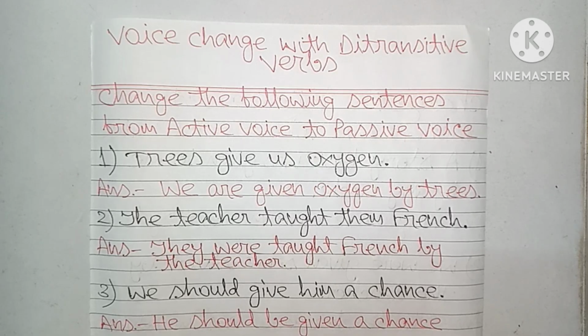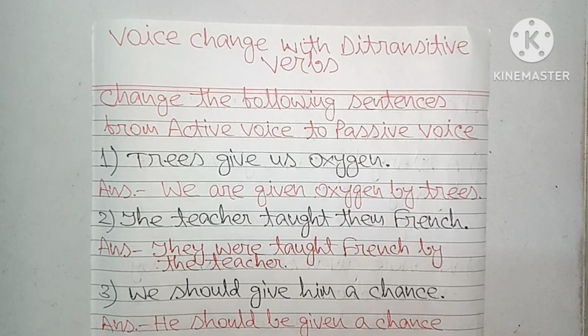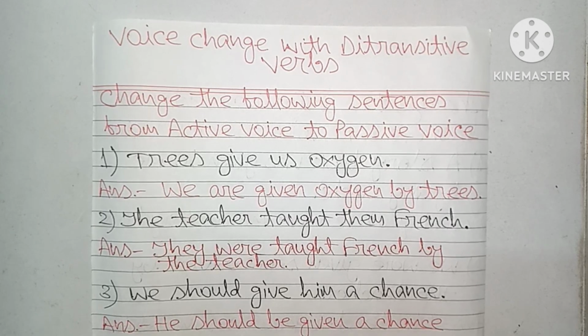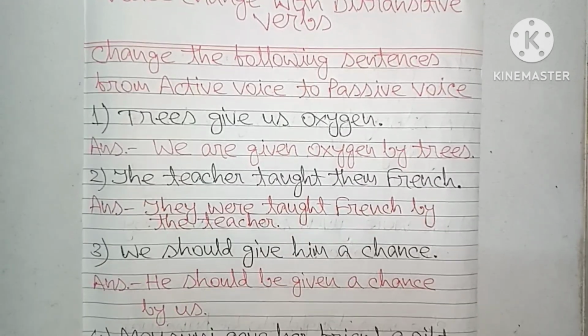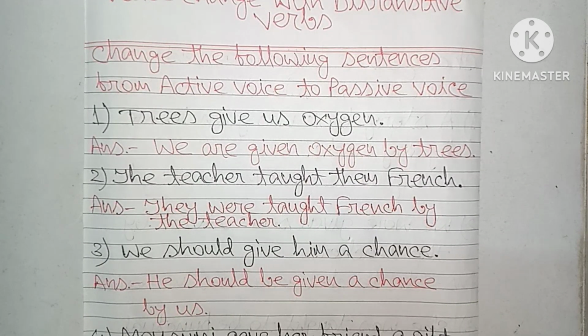Voice change with ditransitive verbs. Change the following sentences from active voice to passive voice. Number 1. Trees give us oxygen. Answer. We are given oxygen by trees.